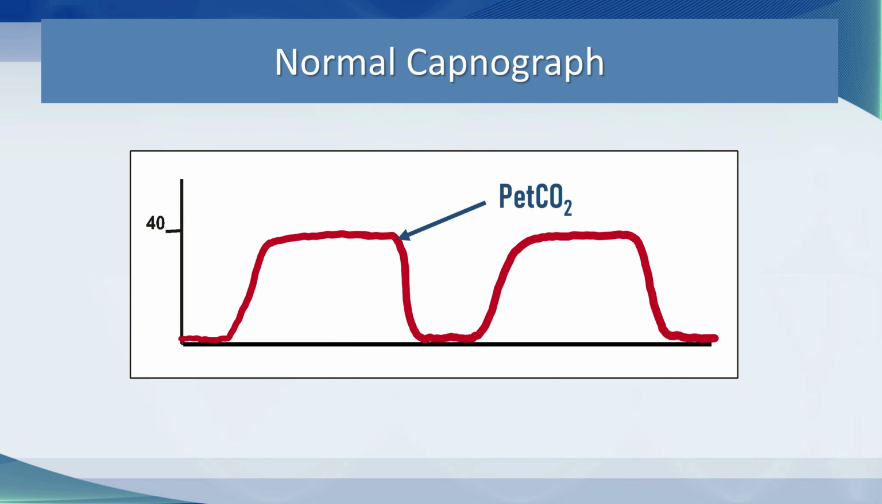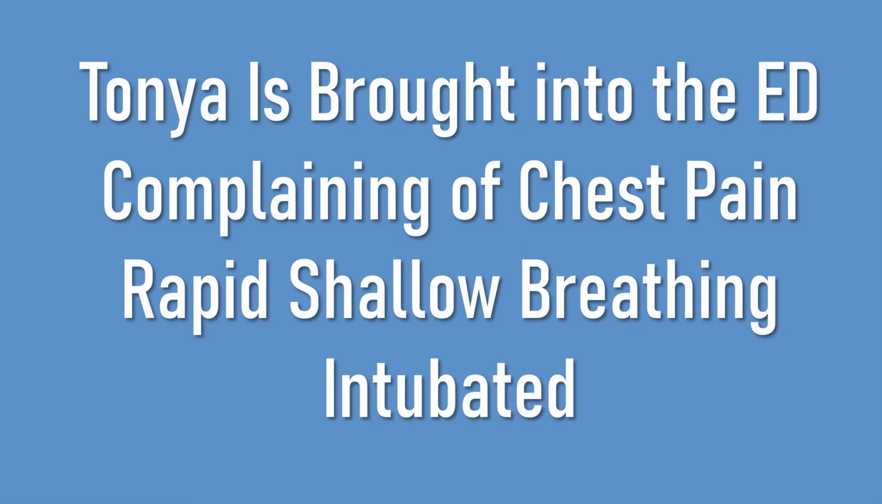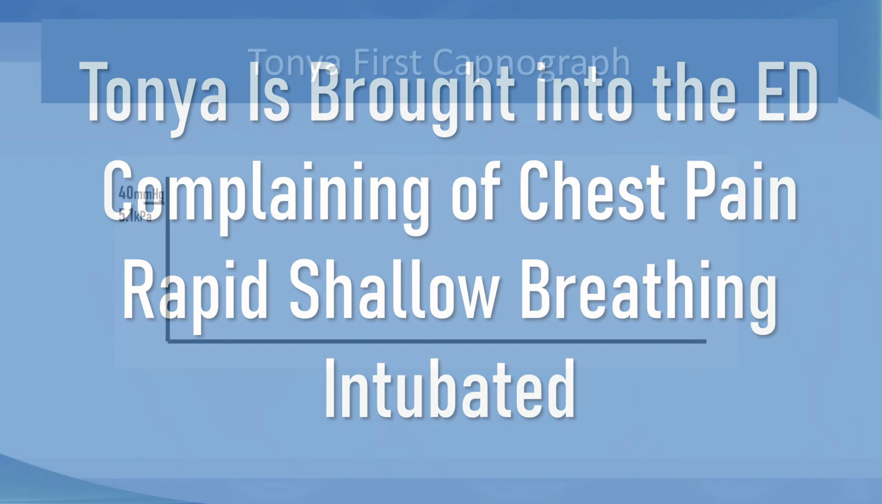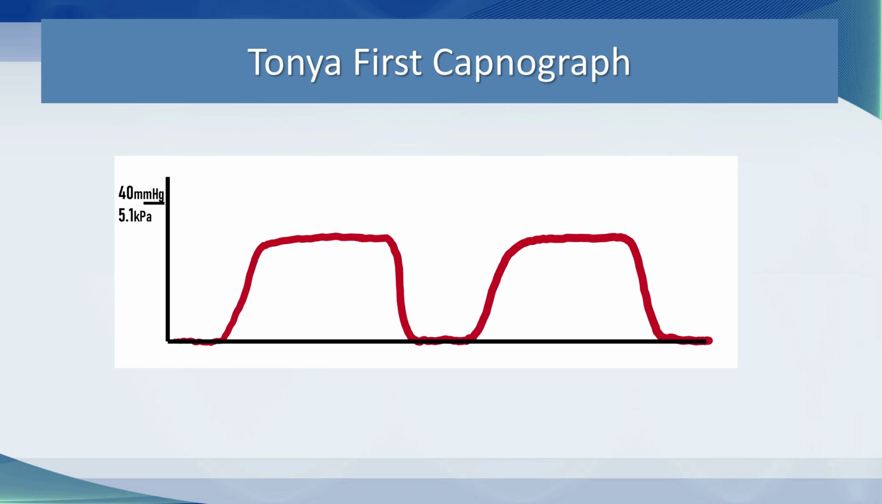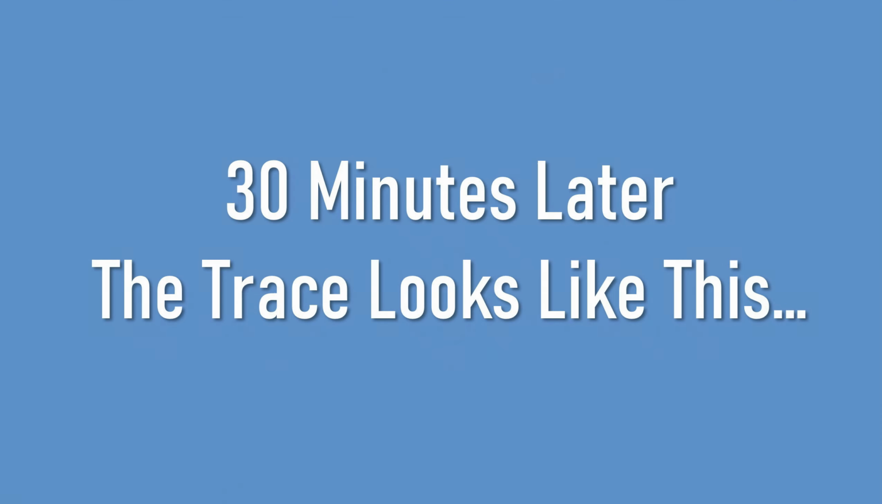Let's look at a couple of scenarios now. Tanya is brought into the emergency department complaining of chest pain, and she has rapid shallow breathing and she is intubated. And you attach the end-tidal CO2 monitor on her, and this is her first capnograph. And as you can see, it's completely normal. However, 30 minutes later, you notice that the trace changes. And this is what the trace looks like. And you can see here that nice square-shaped trace is suddenly replaced by a kind of squiggle.